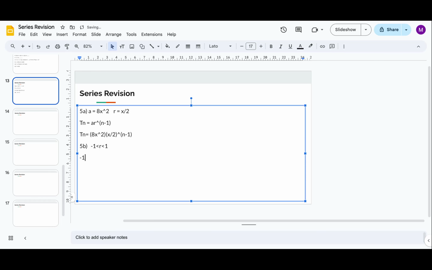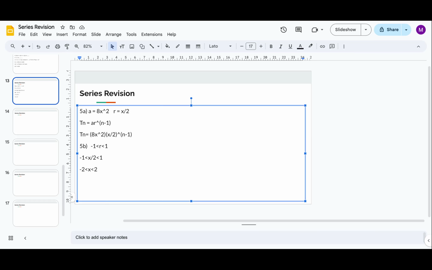So substituting, we get -1 less than x over 2, less than 1. I know that when I'm working with an inequality, what I do on the left, I do on the right. So to get rid of the 2, I multiply both sides by 2, which will give me -2 less than x less than 2. And that is the answer. So our series will converge when our x value is between -2 and 2.